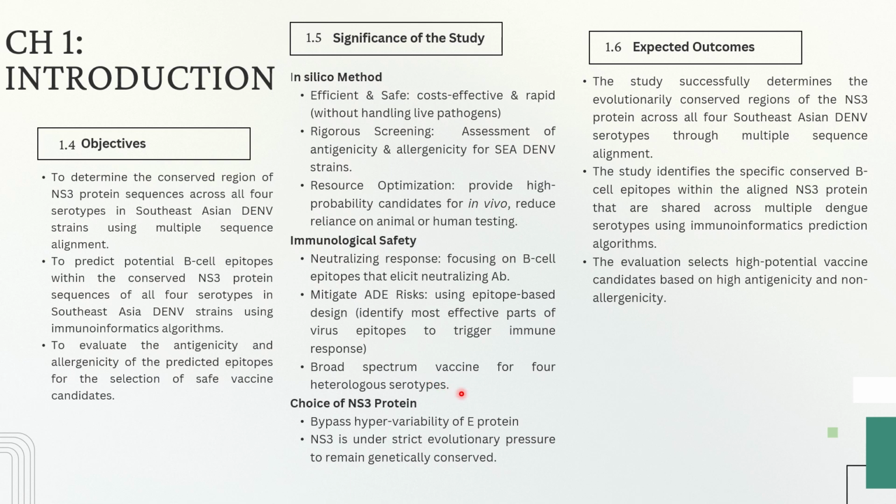So why do I target NS3 instead of the outer shell of the virus? Because choosing the NS3 protein bypasses the hypervariability of the envelope protein, because NS3 is genetically conserved. By the end of the study, the 3 expected outcomes are: the study determines the evolutionary conserved regions, the identification of specific B-cell epitopes within those regions, and hopefully the selection of high-potential vaccine candidates.